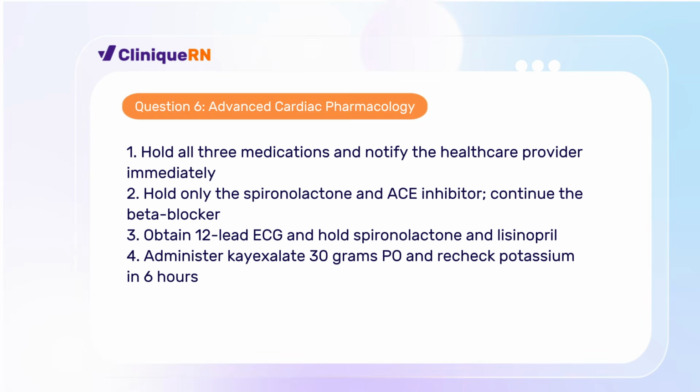1. Hold all 3 medications and notify the healthcare provider immediately. 2. Hold only the spironolactone and angiotensin-converting enzyme inhibitor. Continue the beta blocker. 3. Obtain a 12-lead ECG and hold spironolactone and lisinopril. 4. Administer Kayexalate 30 grams by mouth and recheck potassium in 6 hours.